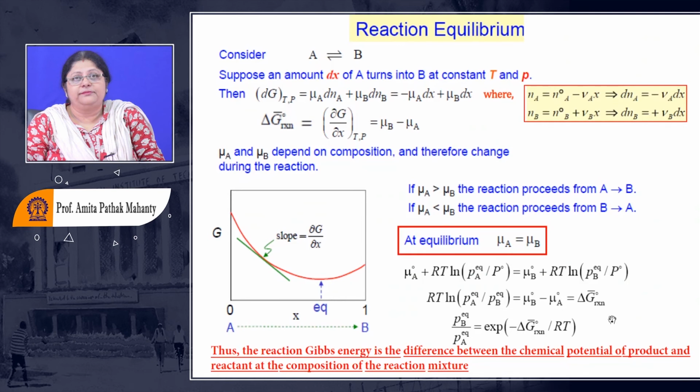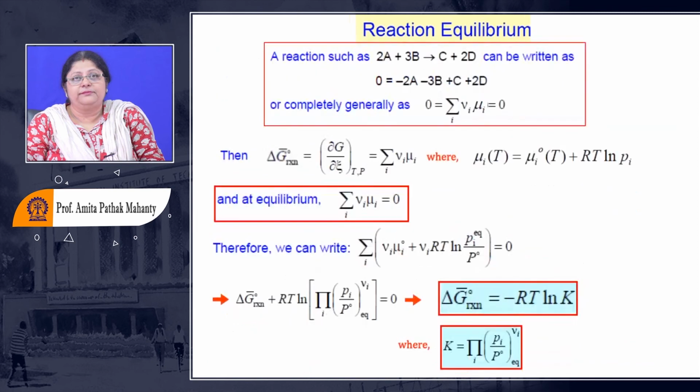Okay. So the reaction Gibbs energy is the difference between the chemical potential of the product and the reactant, and the composition of the reaction mixture. Here we can put in two conditions we have discussed. One is how we have defined the reaction, delta G naught. Reaction delta G naught is given as the sum of the stoichiometric coefficient times the chemical potential of each of the species, summed over all the species present in the system. This is how we define the reaction equilibrium.